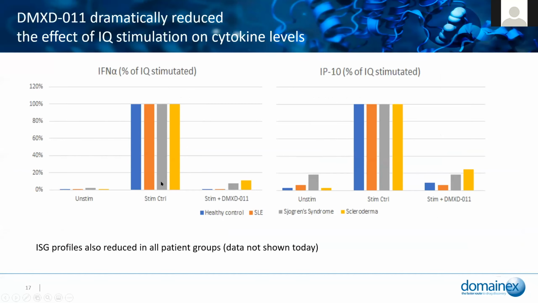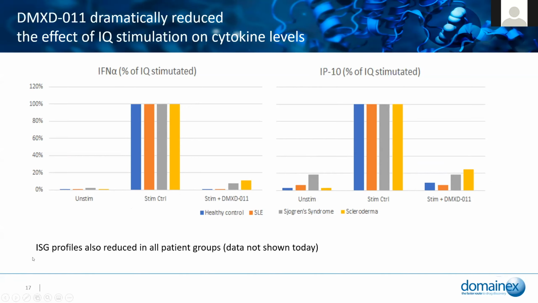So there are different colors for different types of subjects. There are healthy people, SLE patients, Sjögren's patients, and scleroderma patients shown here. And when you stimulate these cells, you get release of interferons, and you also get release of other mediators whose expression is controlled by interferon. So we get a very dramatic increase in the level of these inflammatory mediators. But when we apply the Domain X compound alongside that, you can see we almost completely blunt that response. So it's a very encouraging proof of concept.